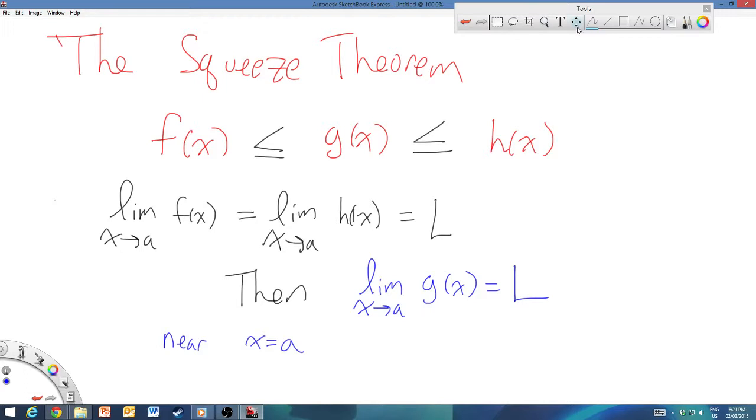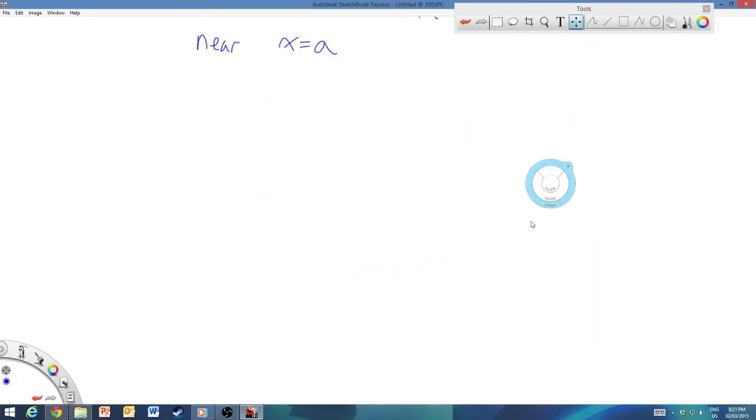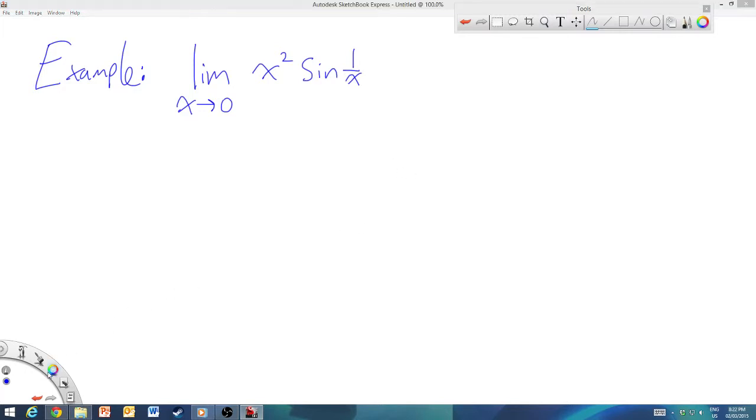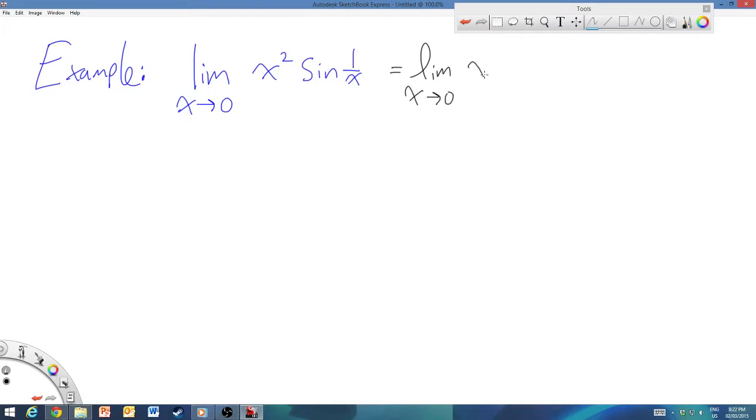Okay, let's go through some examples to help illustrate this. So here's an example. Let's find the limit as x goes to 0 of x squared times sine of 1 over x. From previous lessons, we can break this up as follows, because this is really just a product of functions, so we can say the following. Now this is equivalent to the limit of x squared times the limit as x goes to 0 of sine 1 over x.